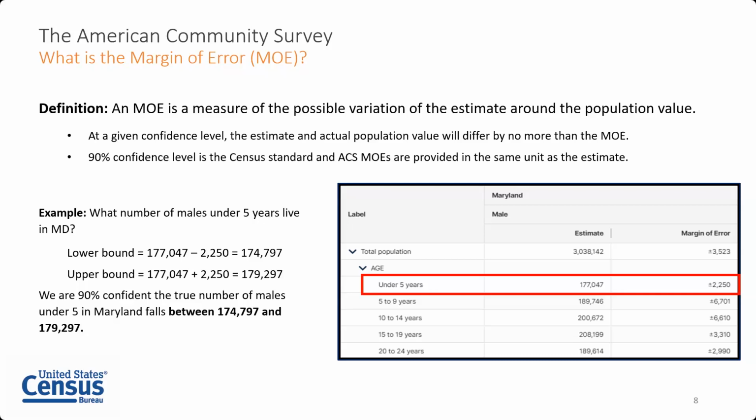So in this example, we want to know the number of males under age 5 who live in Maryland. We find the lower bound by subtracting the margin of error from the estimate. Similarly, we find the upper bound by adding the estimate and margin of error. So we are 90% confident that the true number of males under 5 in Maryland falls between the lower bound of 174,797 and the upper bound of 179,297.